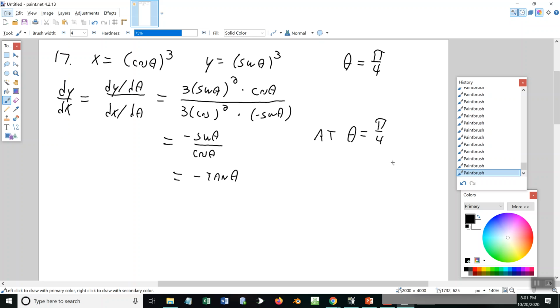At theta is equal to pi over 4, now tangent is y over x. And at pi over 4, they're both square root 2 over 2. So that'd give me a negative 1 for my m.